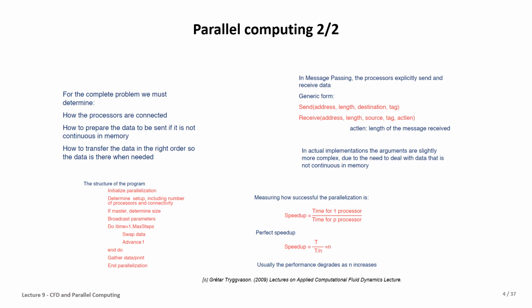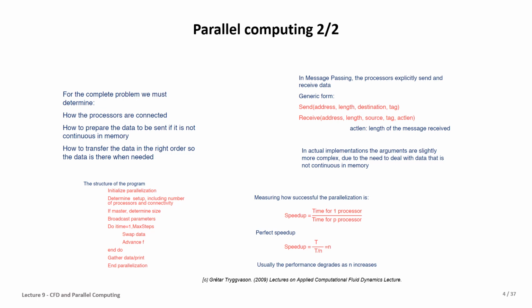If we look at the structure of the program, we have these details. We need to initialize the parallelization and determine the setup, including the number of processors and connectivity. If we are applying a master, we should determine the size. We should specify the broadcast parameters, and then specify the time steps, then we finish the computing. We gather the data from all processors and then finish the parallelization.